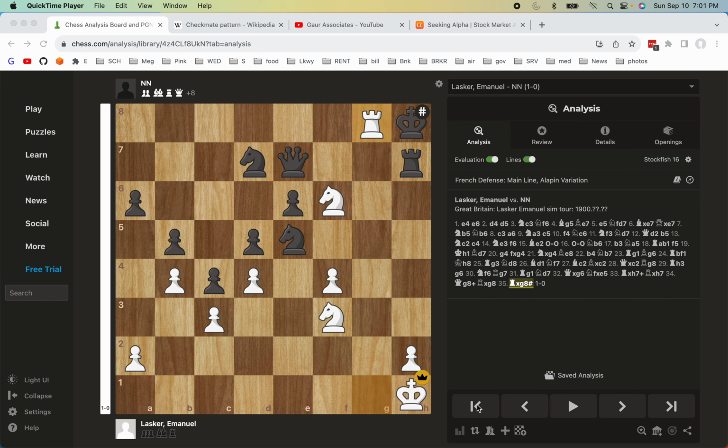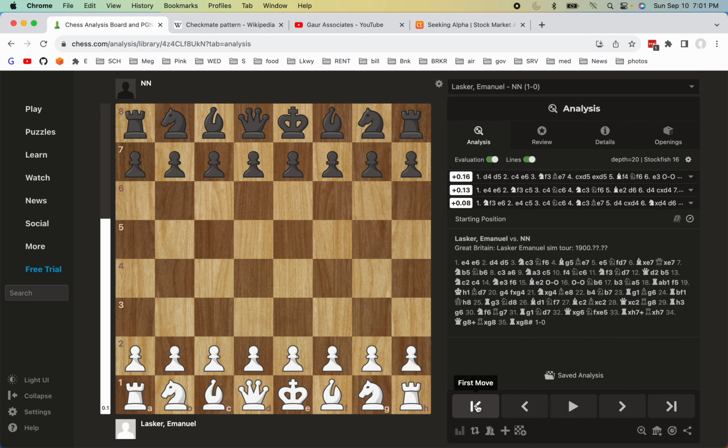To illustrate this pattern, I'm going to choose an interesting game played by Emanuel Lasker. He was the great German world chess champion, and the longest reigning in the history of chess, for 27 years. So let's see how this game went.